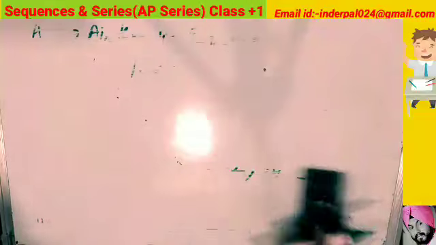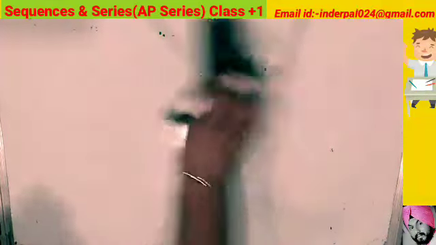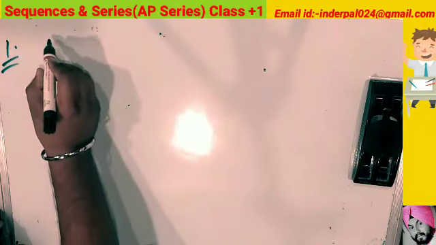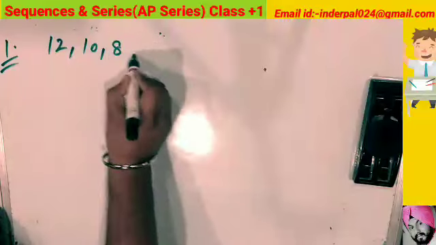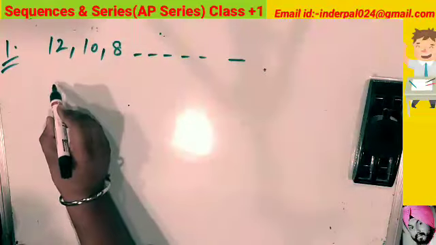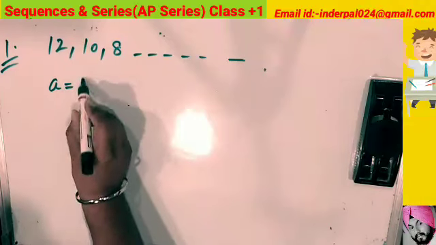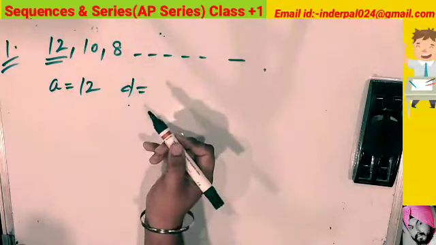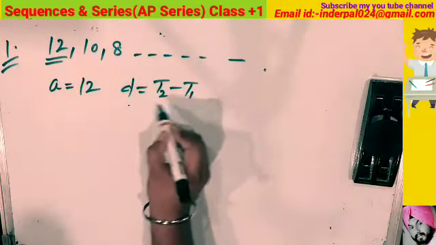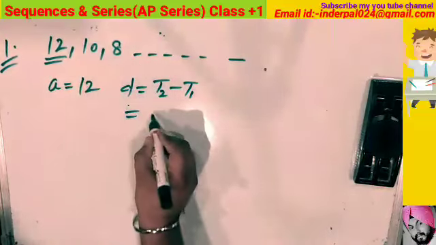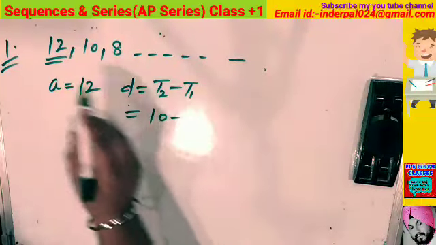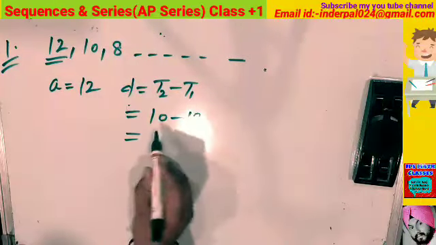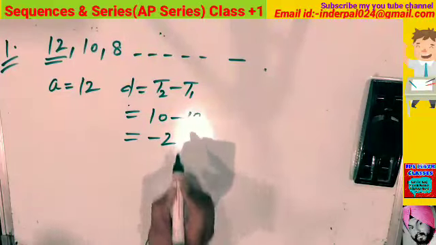Question number first. Find the 10th term of the series 12, 10, 8 and so on. So first we have to write the first term: A is equal to 12. Common difference, we denote with D: T2 minus T1. T2 means the second term, which is 10, minus T1, the first term, which is 12. 10 minus 12 is equal to minus 2.